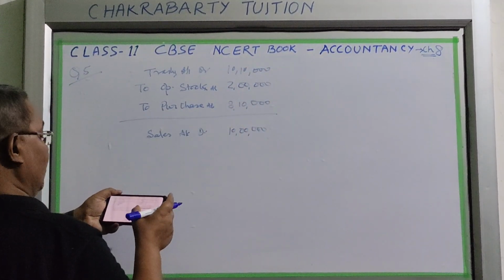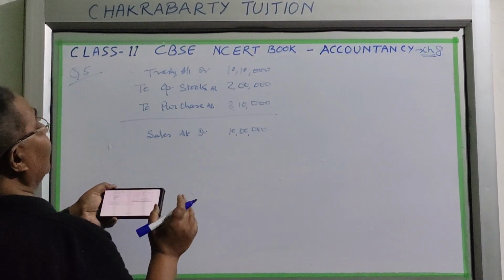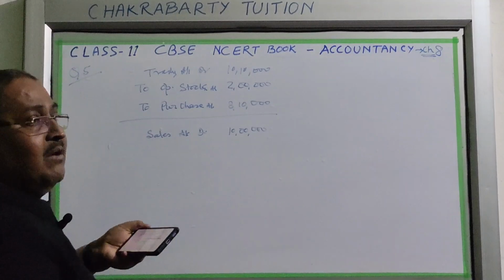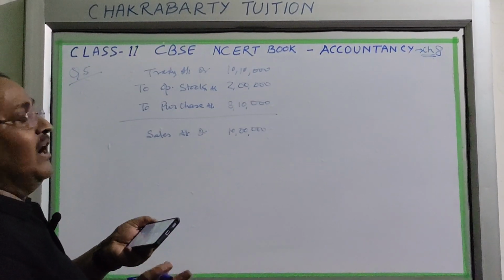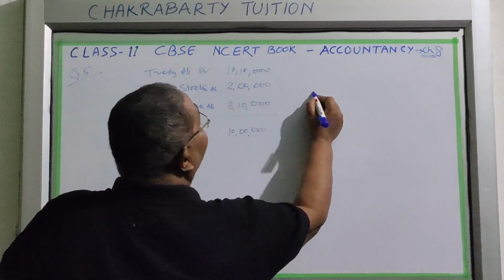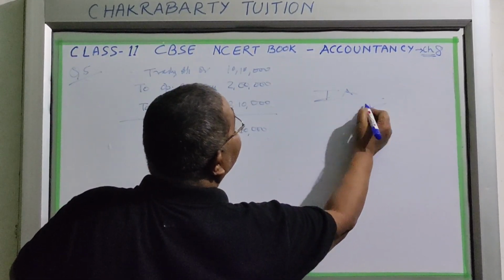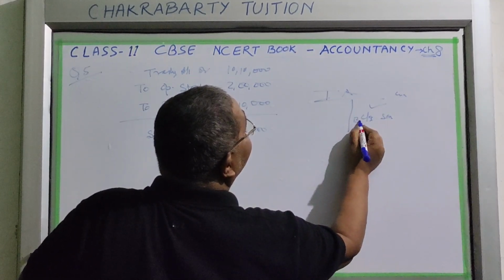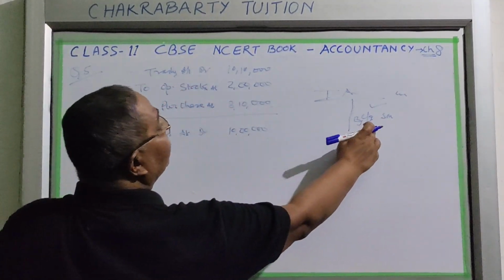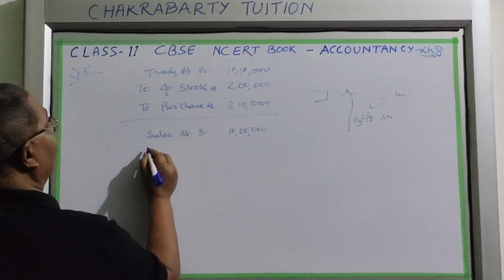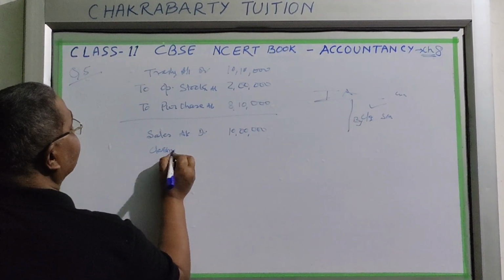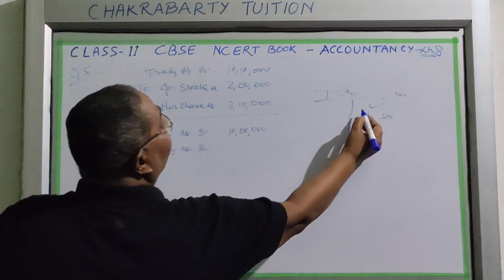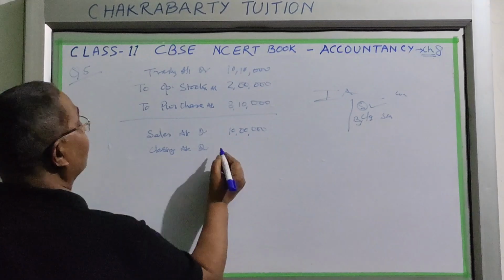And one item is not given in the trial balance, it is given outside the trial balance: closing stock. Whatever items are not in the trial balance, you remember, in the trading account on this side we write closing stock. This is buy, so buy closing stock means debit closing stock. So again we will write closing stock account debit. Only two entries: one is sales and one is closing stock.